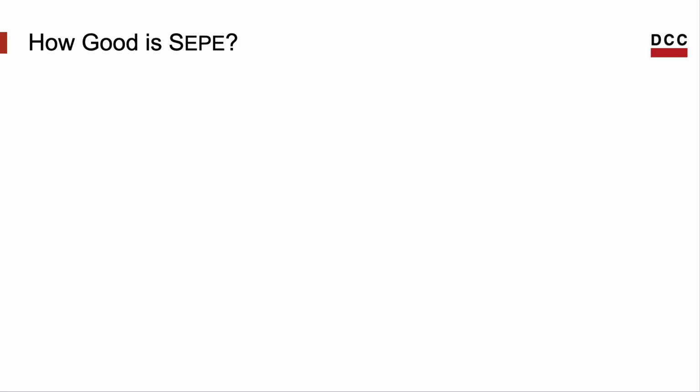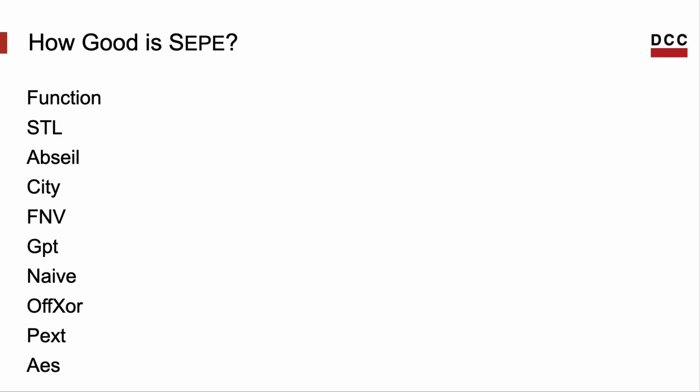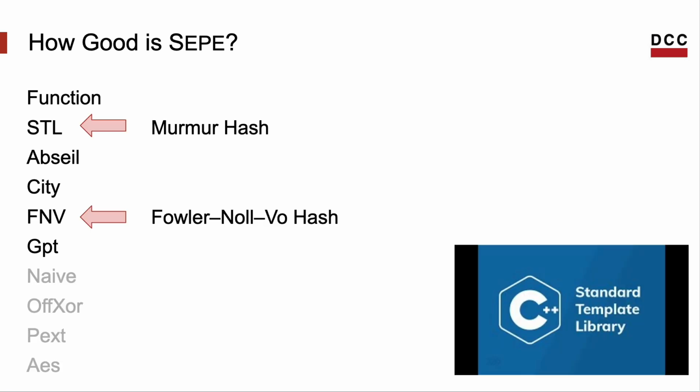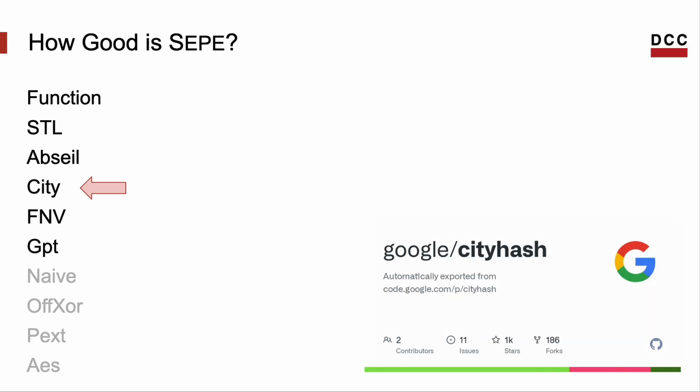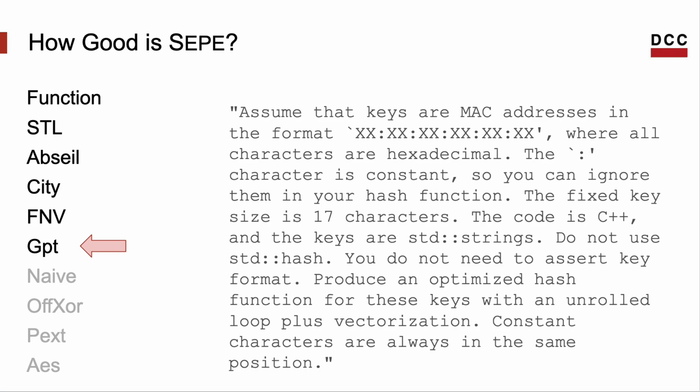And how good are our functions? They're pretty good, so let me show some numbers. Here I have a number of functions that we took from previous work. STL and FNV are functions from the standard template library that's default in C++. Then I have Abseil, and CityHash that you can use as well. And I have been using GPT to generate specialized hash functions. We have a few prompts that we give to GPT, so we can use an LLM to produce a specialized hash function. The right prompt is in the paper, so you can read it there.